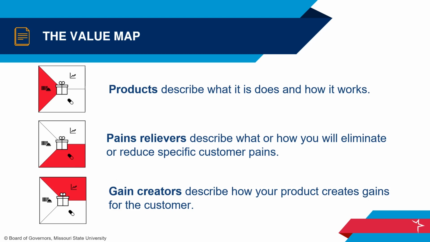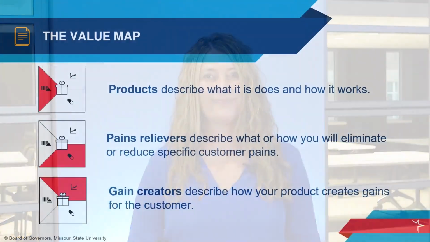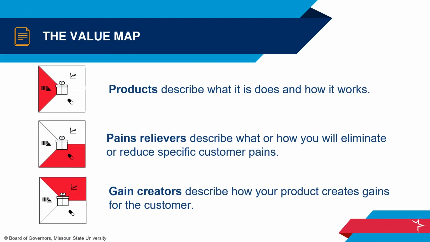Gain creators describe how your product addresses the gains identified during customer discovery. These include required, expected, desired, and unexpected gains. The Trigger Questions handout is available on the platform and helps you identify gain creators and pain relievers. As with the customer profile, the Trigger Questions handout will help you identify potential ways your product completes the job, relieves pains, and creates gains. The value map will depict the product functions and or what it provides as it successfully completes the job. These are sometimes called features.